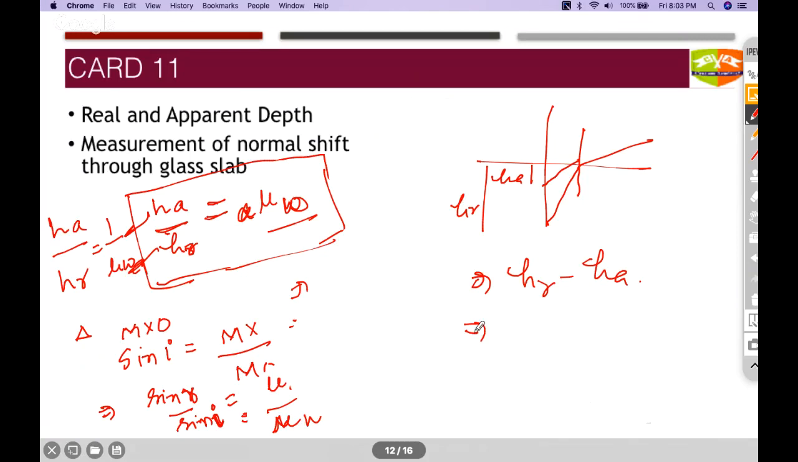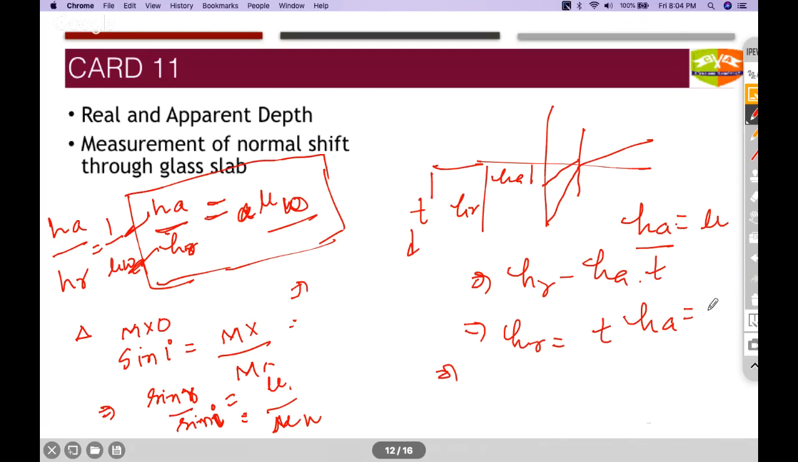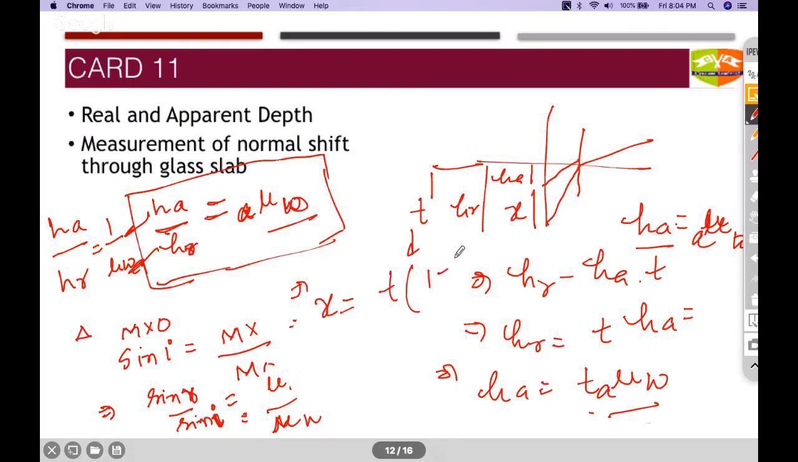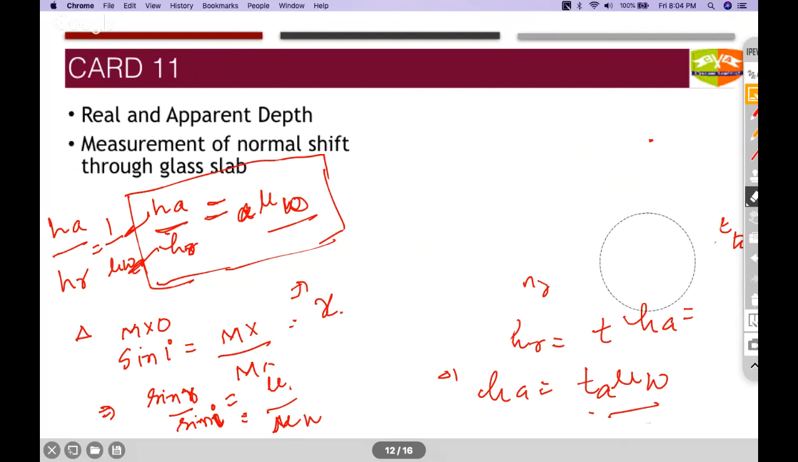Suppose this depth I am assuming to be T. So real depth HR is equal to T. HA by HR, which is HA by T, is equal to mu WA or mu GA. So HA is T into mu AW. Now you can subtract it and find the formula. Suppose this vertical shift I'm taking to be x; it will come out to be T into 1 minus 1 by mu AW. This is the formula. So I'll remove everything and write down the two formulas that we have just proved.